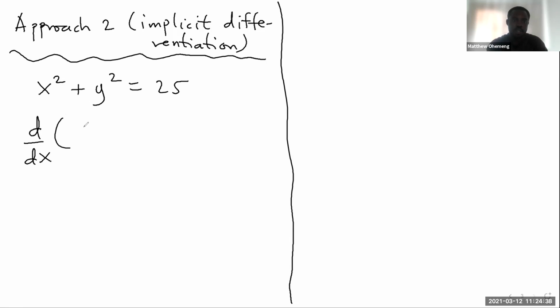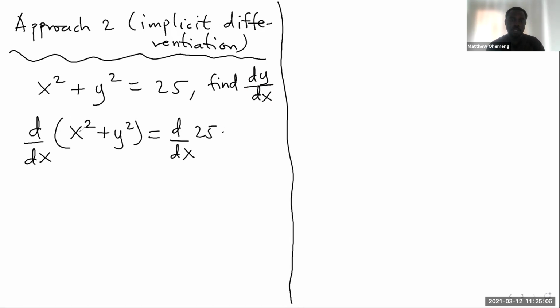Because you're asked to find dy dx. So if you're asked to find dy over dx, you just choose to do the d over dx of both sides of the equation, right? You are taking the d over dx from here. So just do d over dx of both sides. So I have d over dx of x squared plus y squared equal to d over dx of 25.